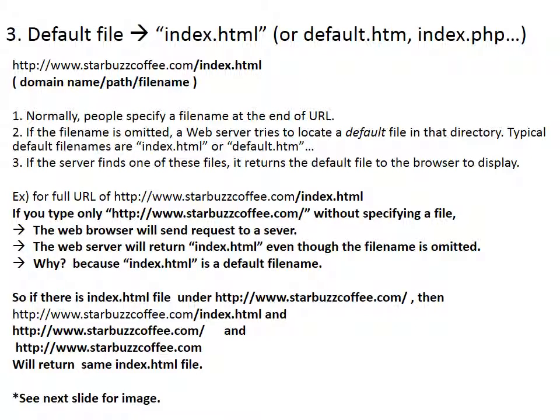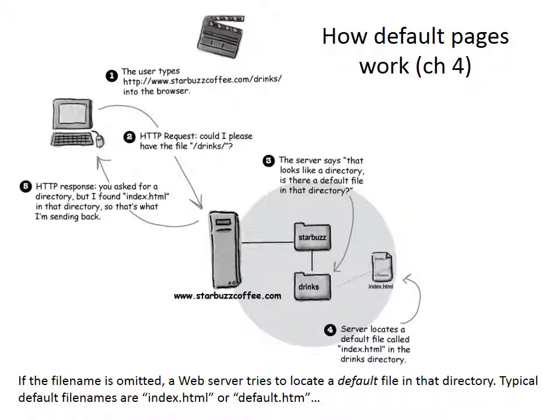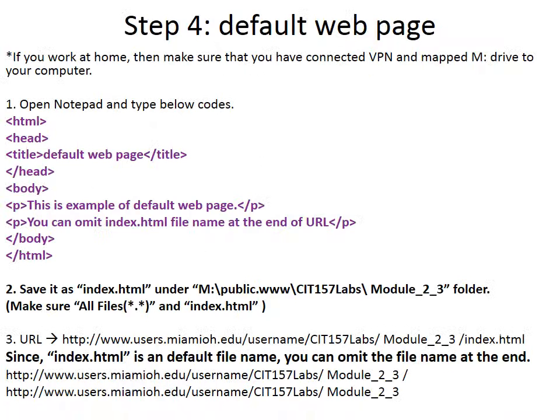Index.html is a common default web page file name. It means if there is any HTTP request in the folder without a certain file name, the default file will be sent as default. This image shows how default web page works. This is an example of a default web page you will create. Just at the end, save the file name as index.html in the proper folder.